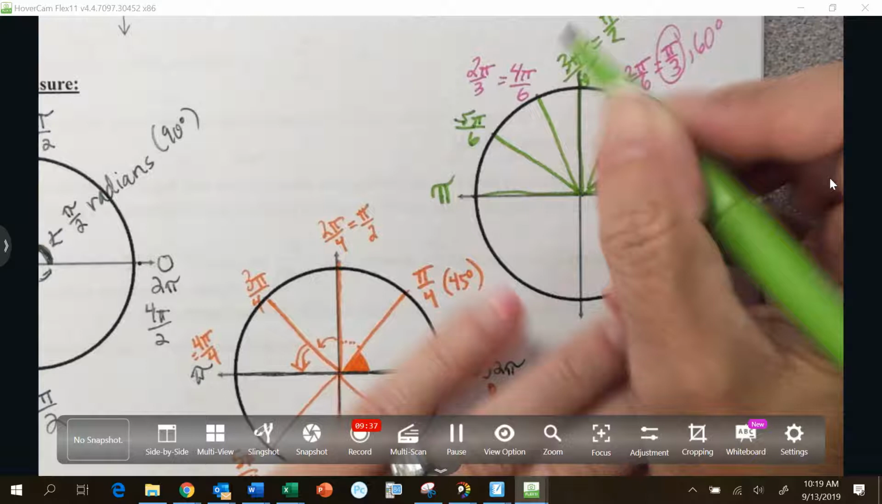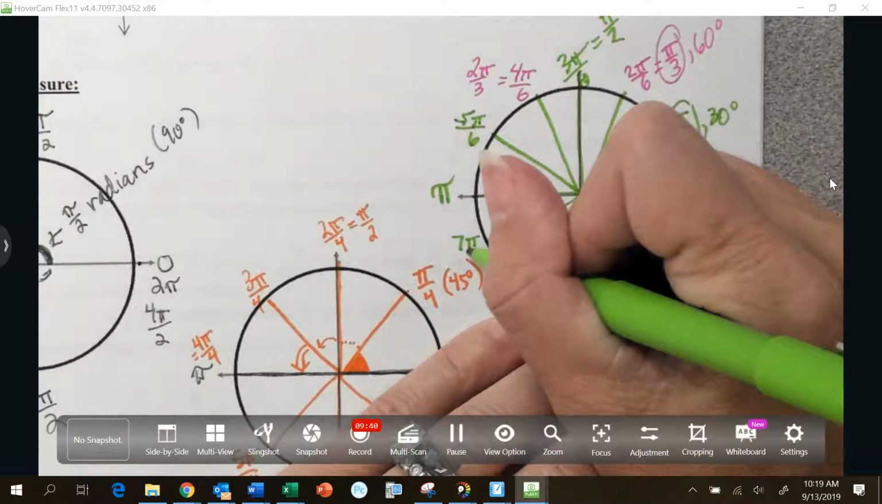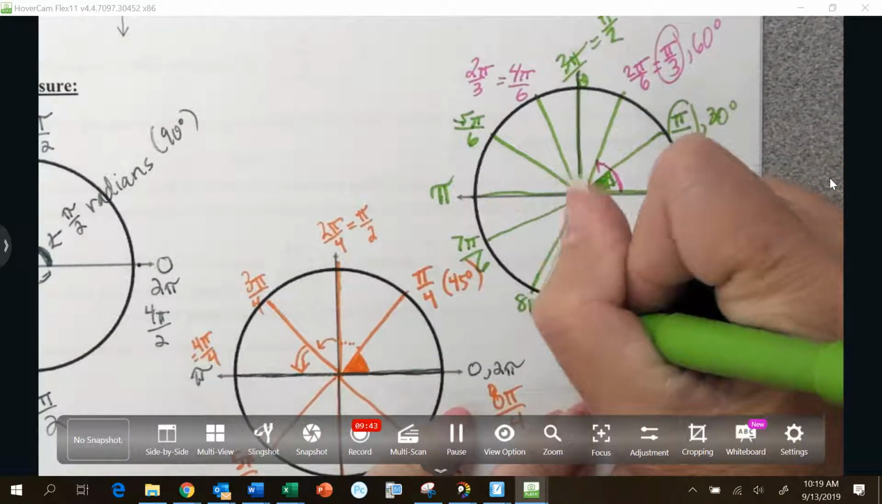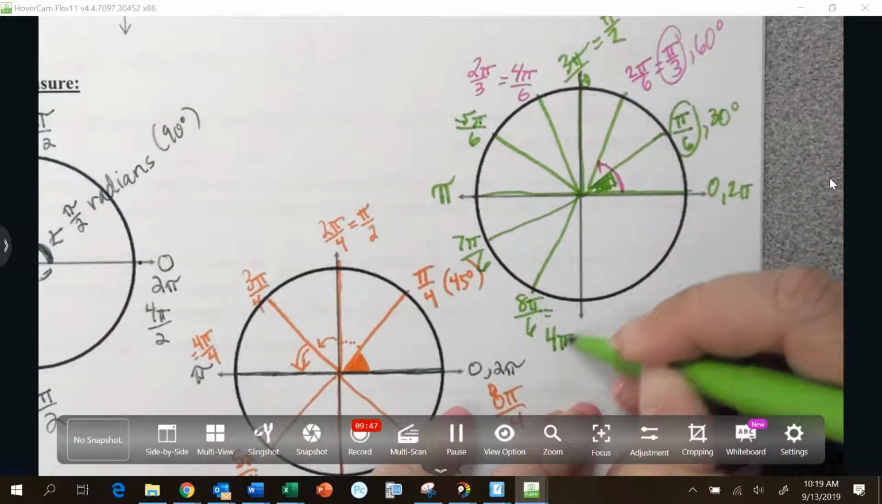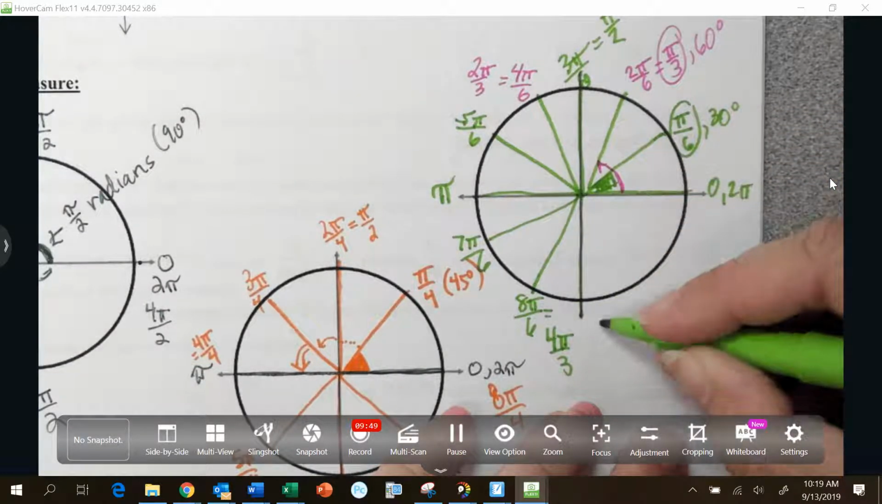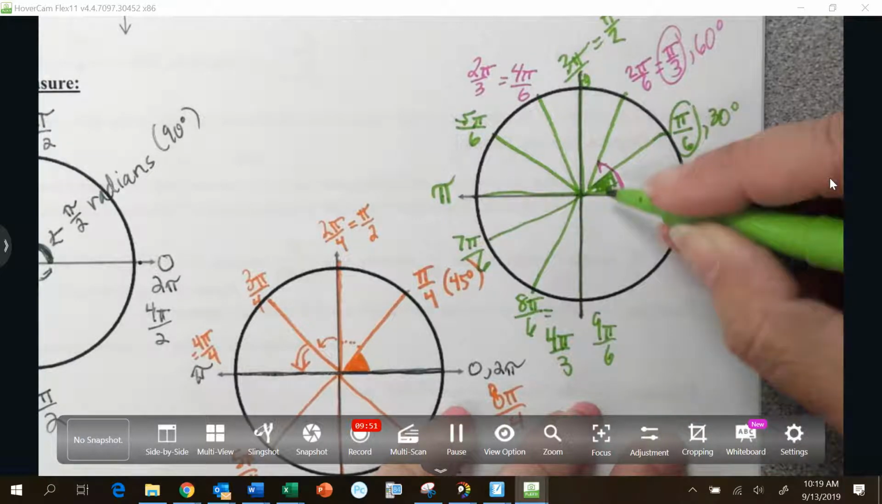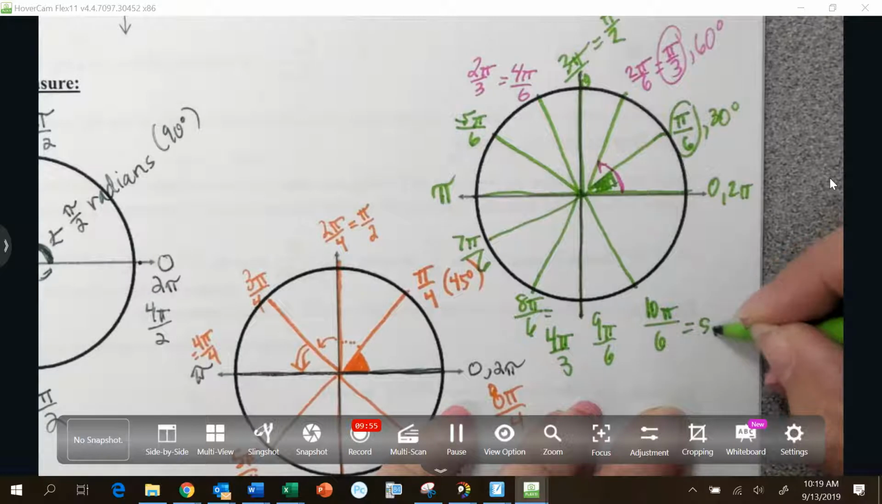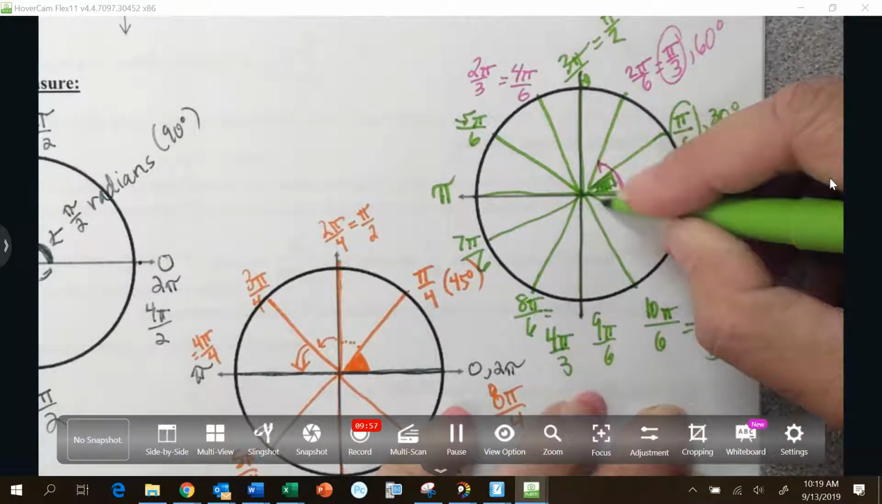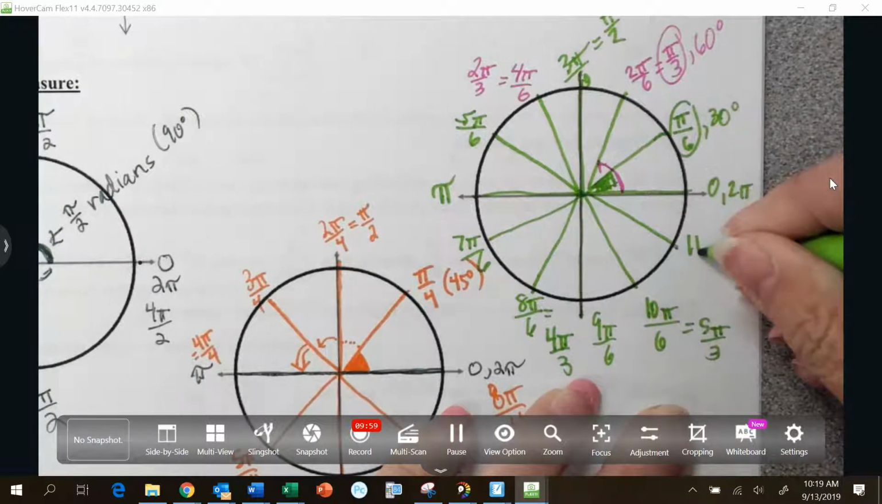6 pi over 6. 8 pi over 6 is 4 pi over 3. 9 pi over 6. 10 pi over 6 is 5 pi over 3. 11 pi over 6.